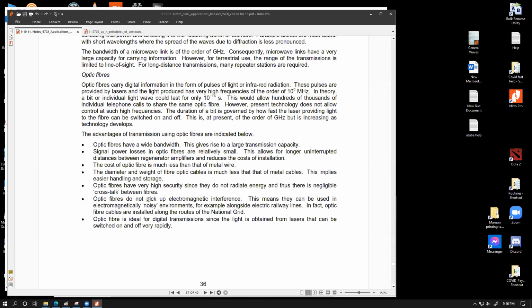This allows optical fiber communication a very high bandwidth. And to be honest, optical fibers do not pick up electromagnetic interference. This means they can be used in electromagnetically noisy environments, for example, along electric railway lines. In fact, optic fiber cables are installed along the route of the national grid. Optic fiber is ideal for digital transmission since the light is obtained from lasers that can be switched on and off very rapidly. Okay.